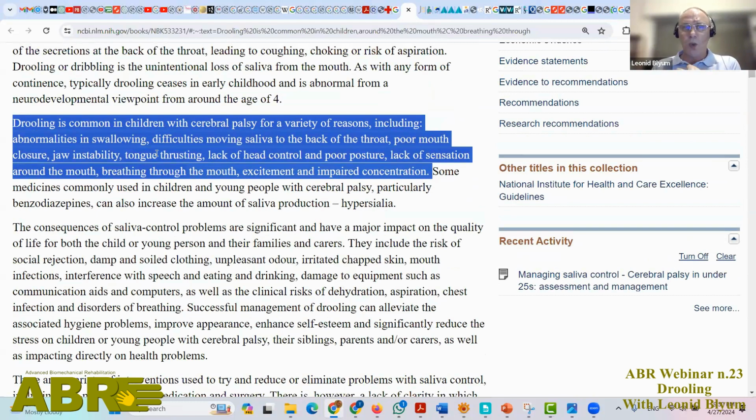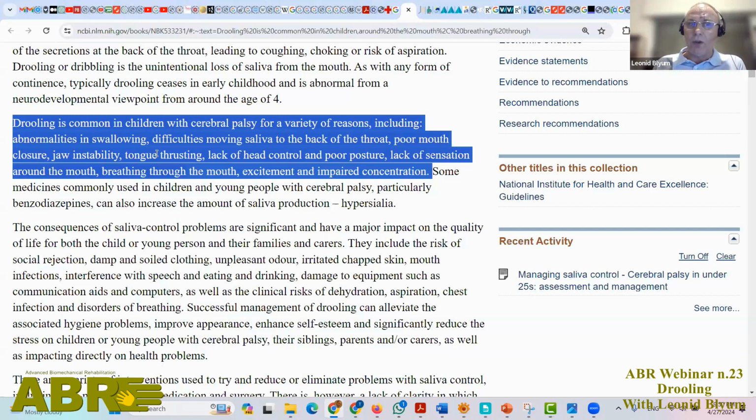You can see it's the swallowing itself, then even more specific explanation. Difficulties moving the saliva, fixed volume of saliva, difficulties moving it from the front to the back of the throat, then also poor mouth closure, right? So mouth closure as a property which is not really saliva production related, right? So you see that's a property of the entire facial mechanics. Then there is the jaw instability, something that we also talk about, right? Tongue thrusting, another description which you are very much aware of, right? And then lack of head control and poor posture.